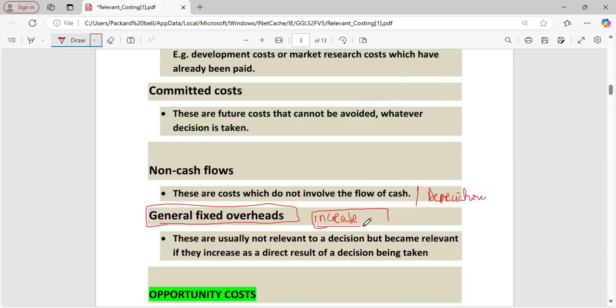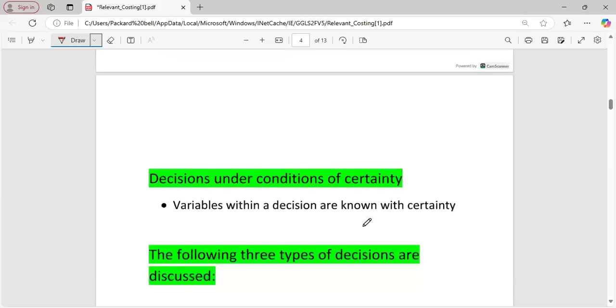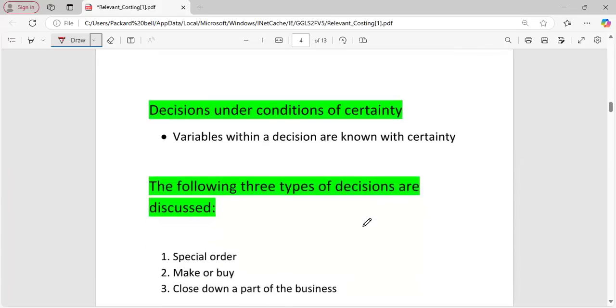Right, so that's there. So I want us to look at decisions under conditions of paternity. Can you guys mute yourselves? Mute yourself, please. You unmute yourself when you want to say something. For now, just mute yourself.